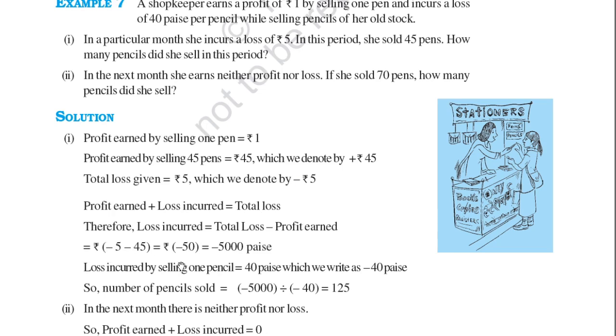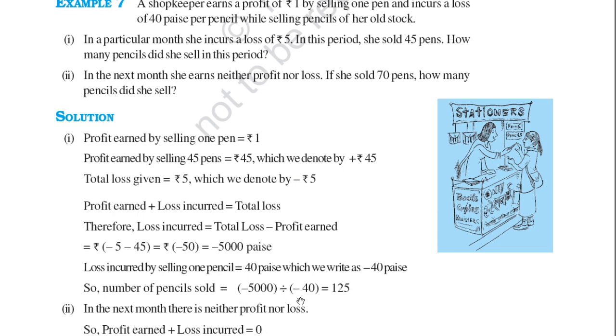So minus 5,000 paisa, because 50 rupees is equal to minus 5,000 paisa. 1 rupee is equal to 100 paisa. That's why it's like this. Loss incurred by selling 1 pencil is equal to 40 paisa, which we can write as minus 40 paisa. So the number of pencils sold is equal to the total loss incurred divided by the loss incurred by selling one pencil. So minus 5,000 divided by minus 40, minus will become positive, and here it will become 125.